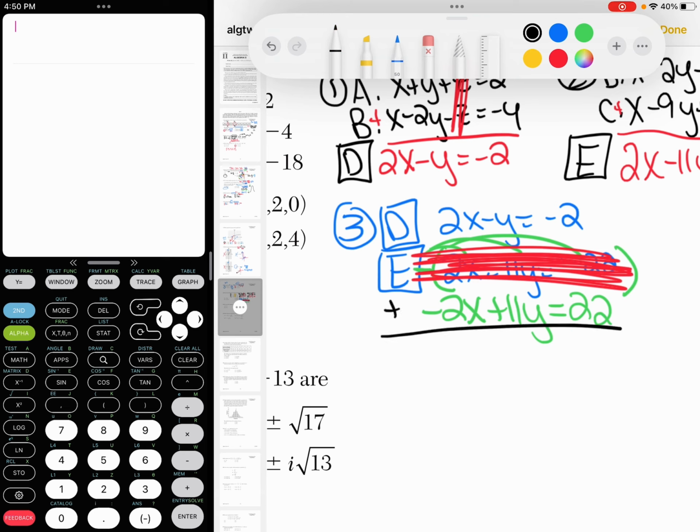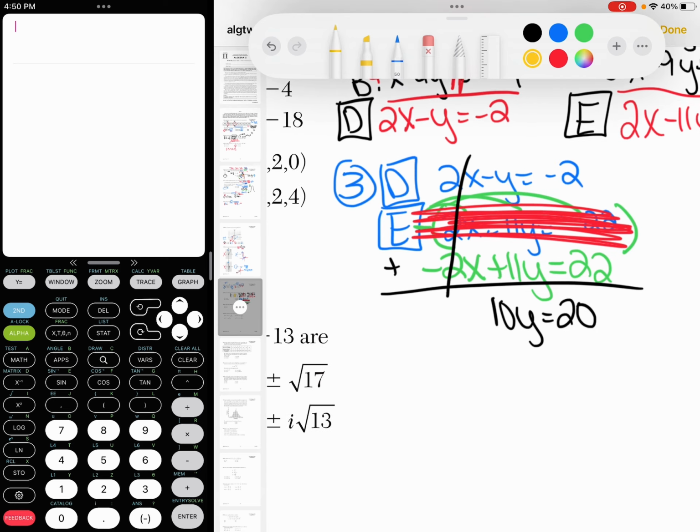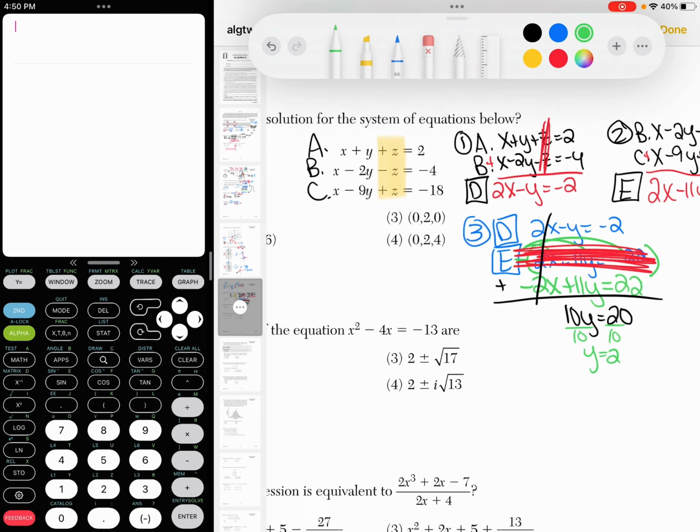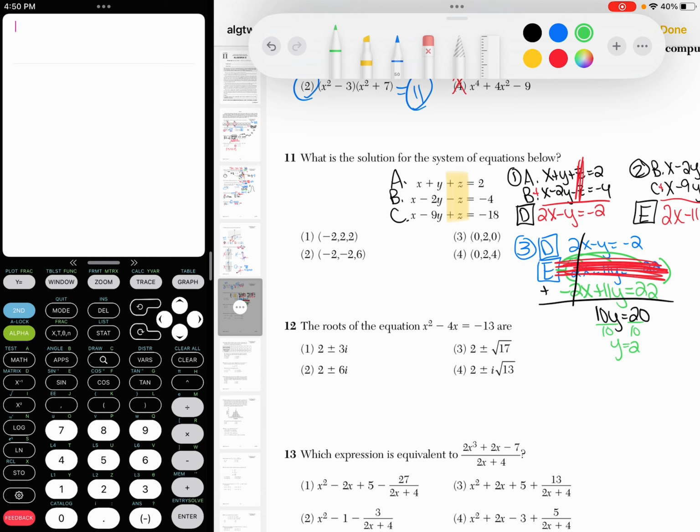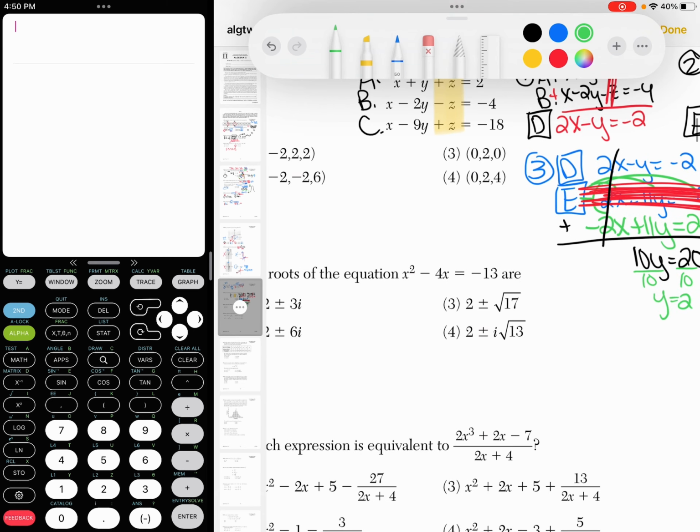But when I add these together now, these cancel. My y's will get me 10y, and negative 2 plus 22 is 20. And this is a very easy equation to solve. I just have to divide by 10, and I get y equals 2. So that means my middle number has to be a 2. So this, sorry, that happens sometimes.